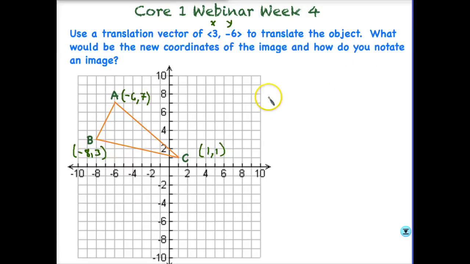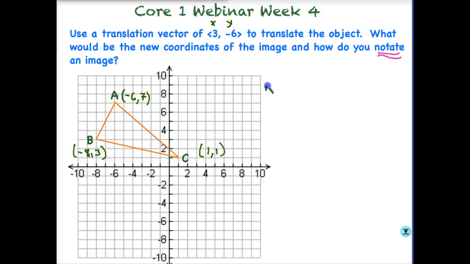Really important is how you notate. When we deal with transformations, we have an original shape, and when we translate, reflect, or rotate it, we get an image. It's important to know which was the original shape and which was the image, and we do that with a special notation. I'm not sure everybody noticed it in the lessons. So I write my points down.